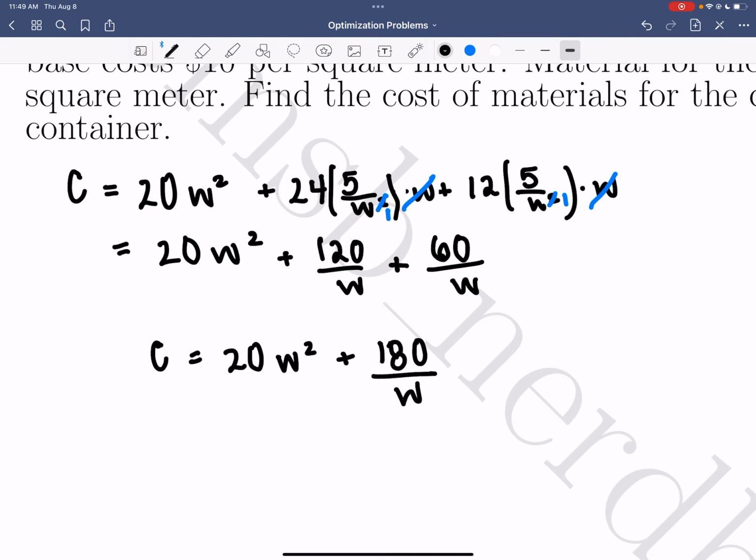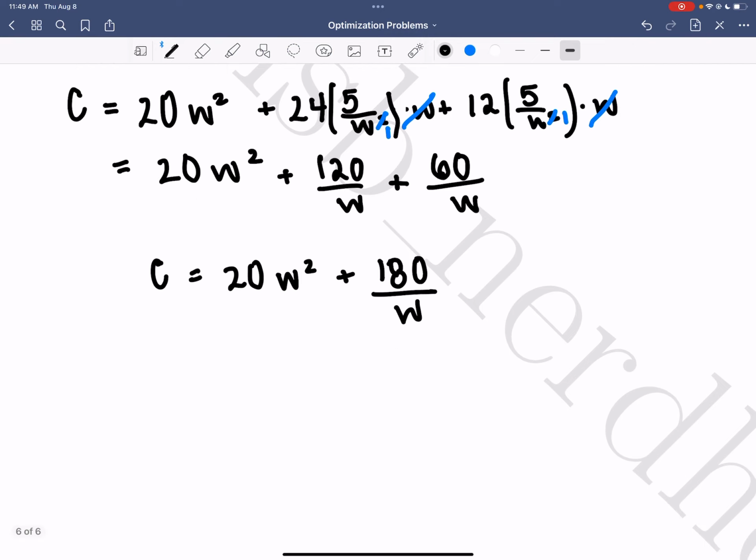All of this so far, I hate to tell you, has just been algebra. Now we get into the fun little calculus part. We're going to start by taking our derivative.